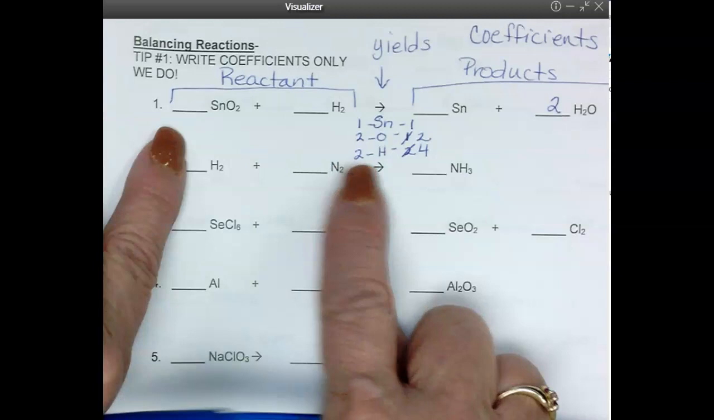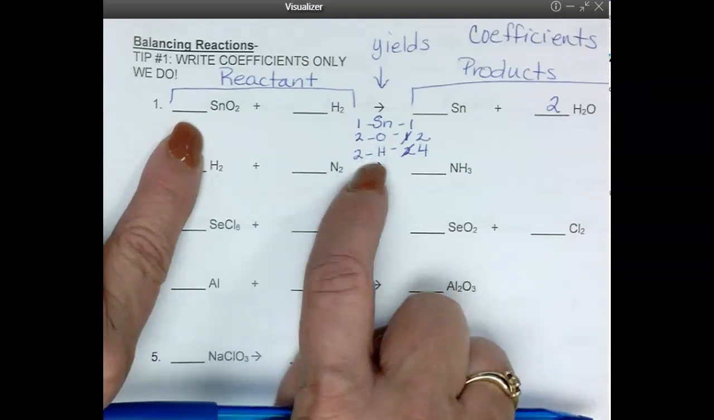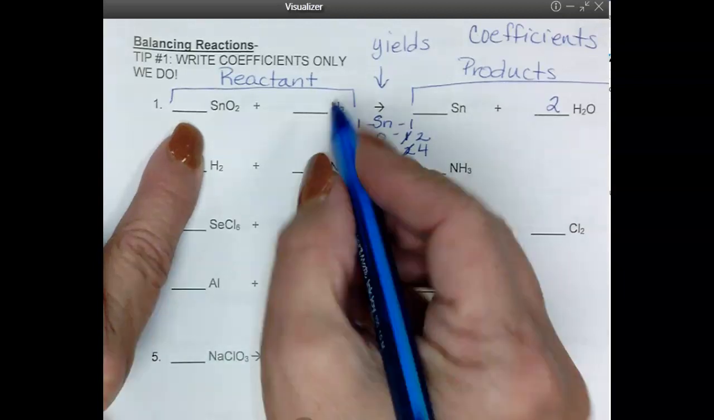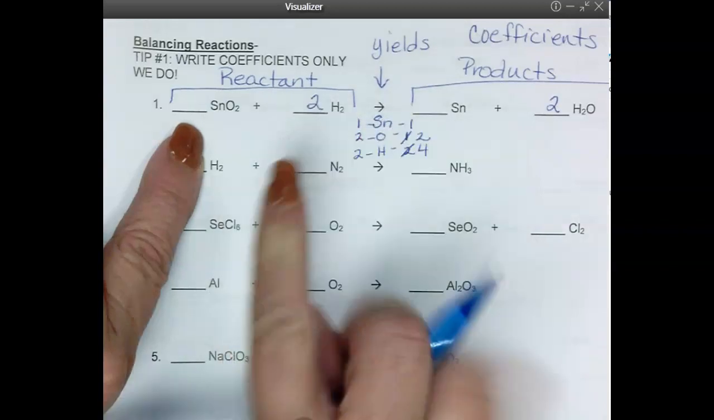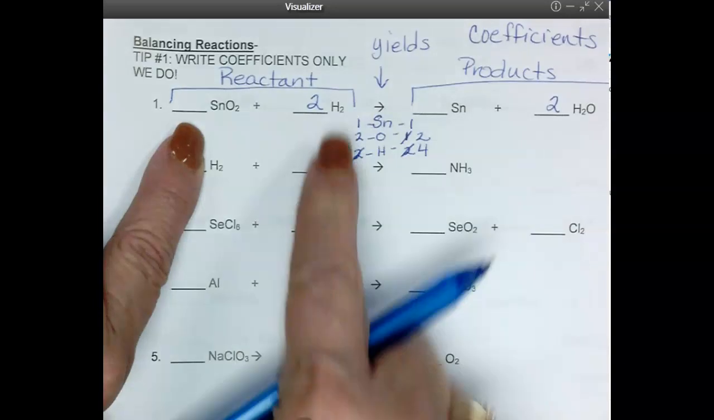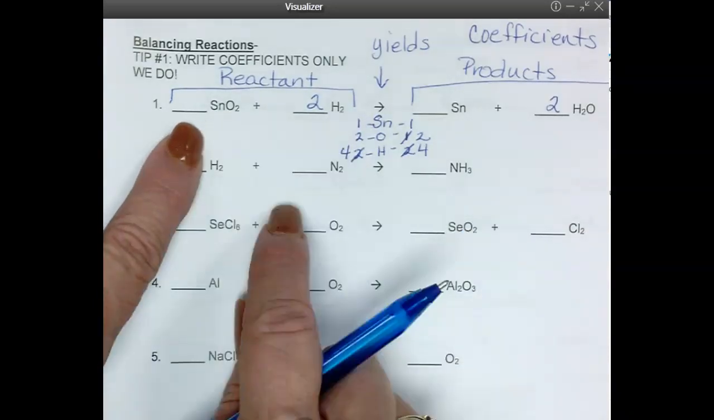So I'm going to come back over here and I'm going to look, and I need 2 more hydrogens. So in other words, I need 4 of them. So remember, this is like a distributive property. So if I put a 2 here, 2 times 2 now makes me have 4. And since hydrogen is by itself, I didn't change any one of these. Okay?